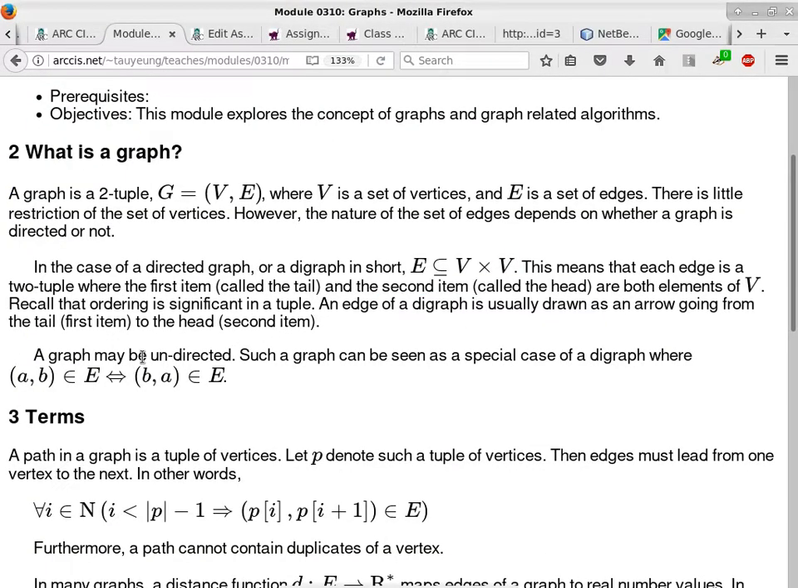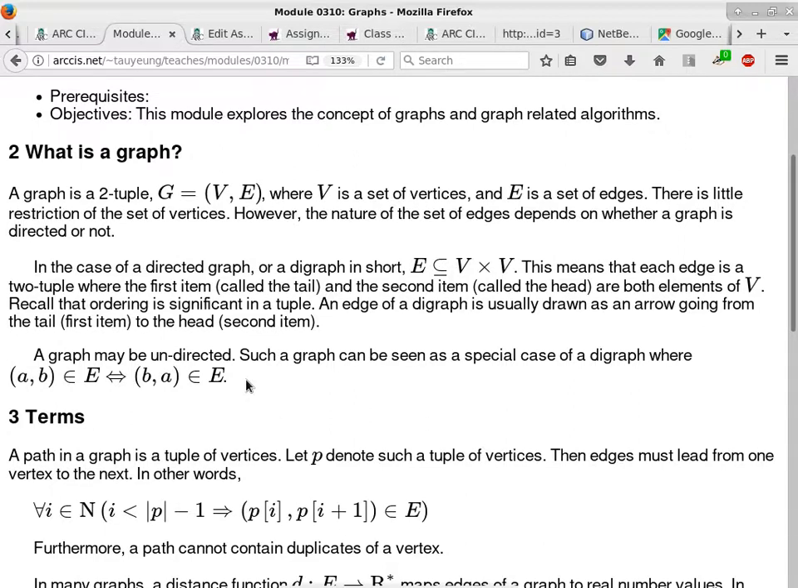Okay, so a graph may be undirected. When you're dealing with a graph that is undirected, you can always look at it as a directed graph where the following restriction applies: AB is an edge in the set of edges if and only if BA is also in edges. If you can find a particular edge going from one vertex to another vertex, it means the other one has to exist too. The one going in the opposite direction has to exist, and typically they have the same distance.